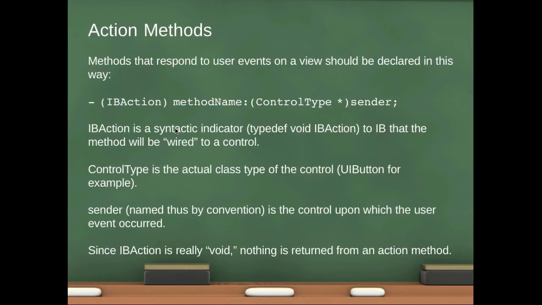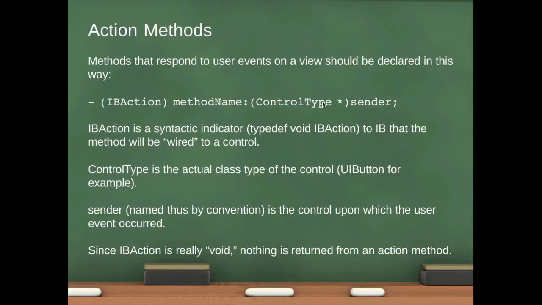IB action is like IB outlet. It's just syntactic sugar. It's an indicator to Interface Builder, and of course it's typedef void IB action. So really, when you declare this method, you're declaring a return type of void. It doesn't return anything. But IB action is typedef'd to void so that Interface Builder knows that this method can be wired to some control of the type of the control. Control type is the actual class type of the control. This could be a UIButton. It's whatever that control is that you dragged out onto the screen in Interface Builder. It's the type of that control. If it's a UISegmentedControl, a UITextField, UITextView, whatever that control's type is, use it here. It makes things a lot easier.